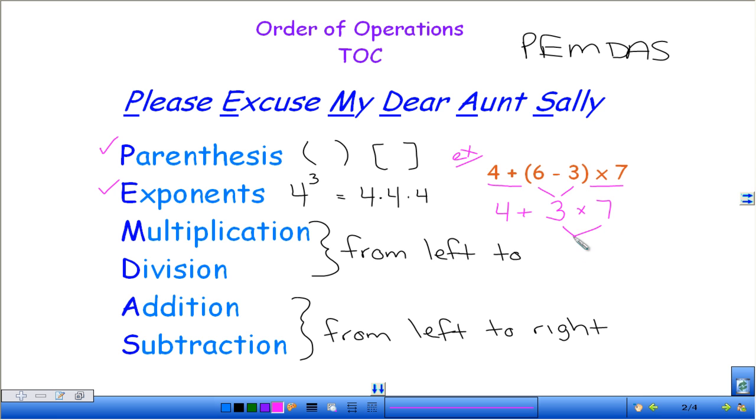So this is how I'm going to do it. 3 times 7? 21. And then everything else you need to bring straight down. So I still have the 4 plus in the beginning. So I'm done with multiplication and division, and then all I have left is addition. If you had both addition and subtraction, you'd have to go in order from left to right. But all we have left is 4 plus 21, which is 25.